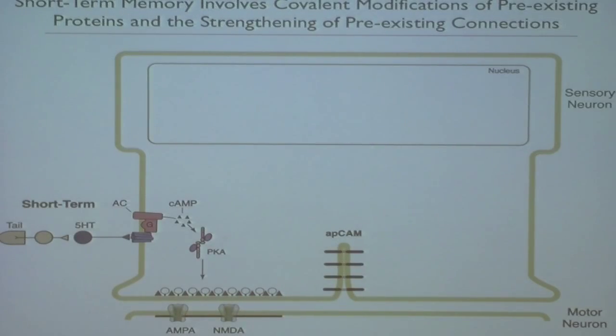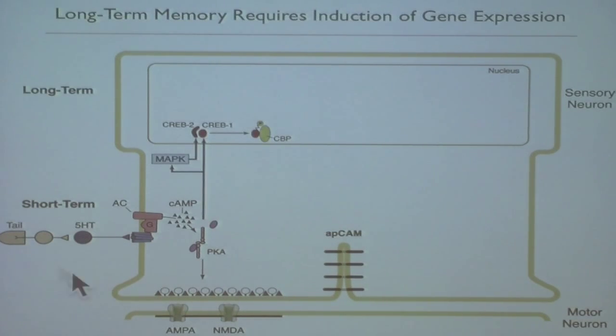Let me show you what happens at a molecular level. If you give a single tail shock, you activate serotonergic cells. They engage a receptor that engages an adenyl cyclase, increases the level of cyclic AMP, activates the cyclic AMP-dependent protein kinase, and it leads to a transient enhancement of transmitter release by increasing vesicle release from the presynaptic terminal. With repeated stimulation, the level of cyclic AMP stays up for a longer period of time.